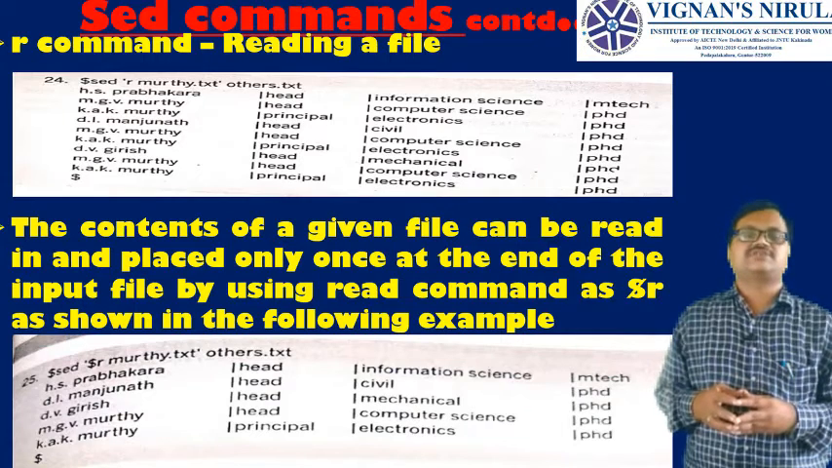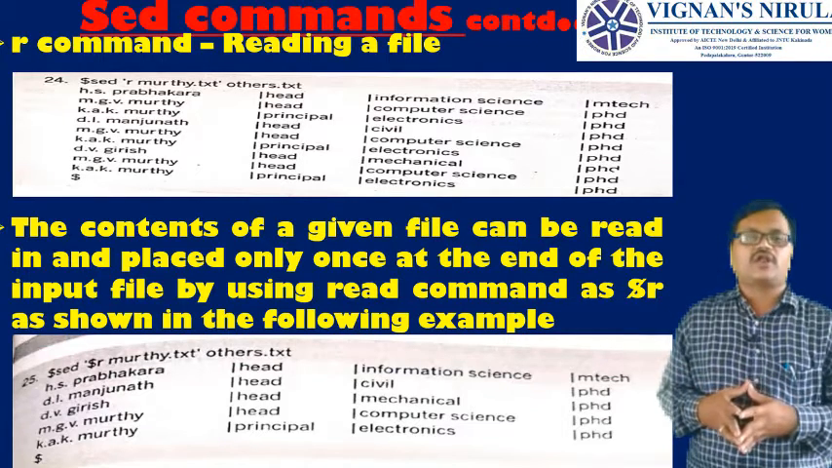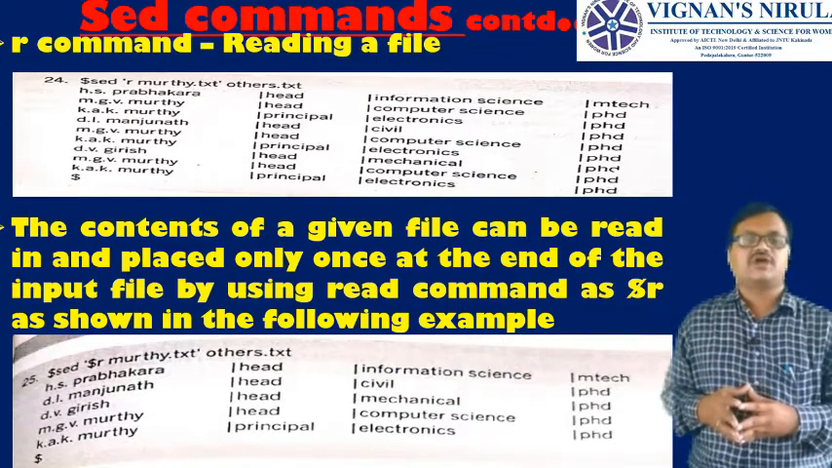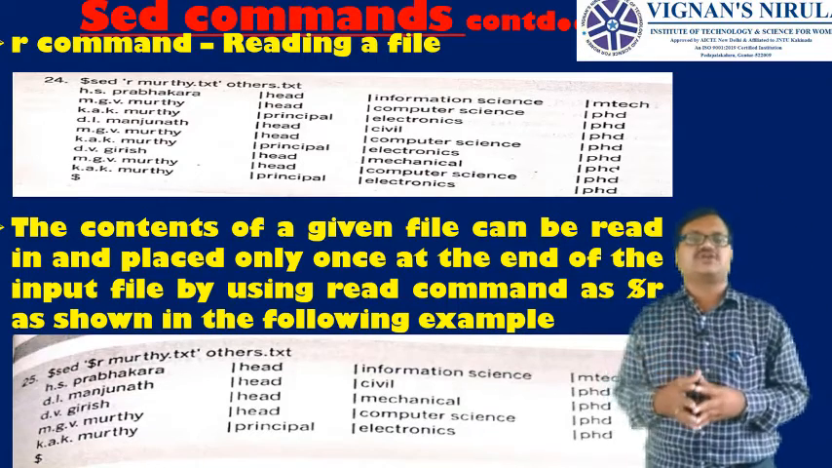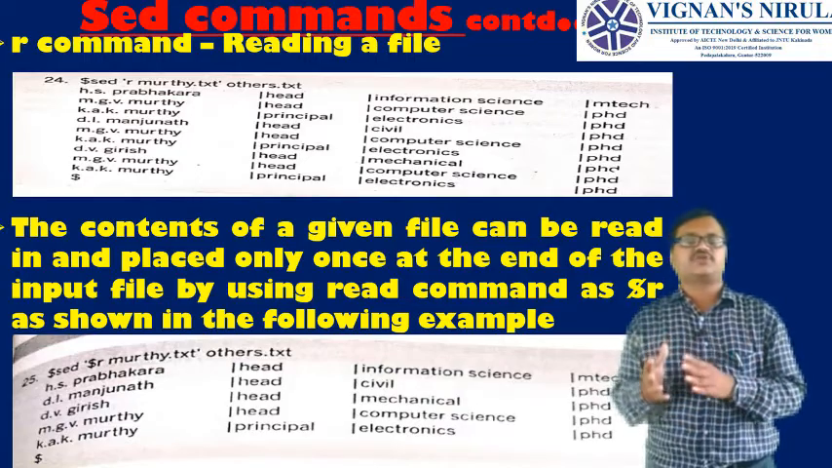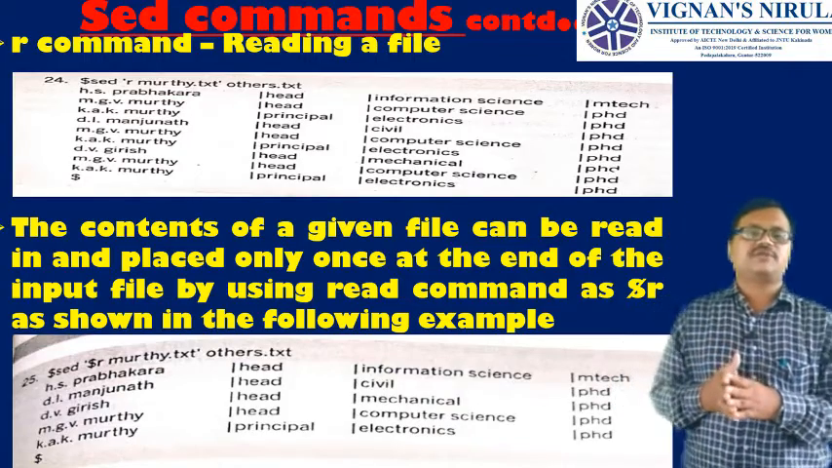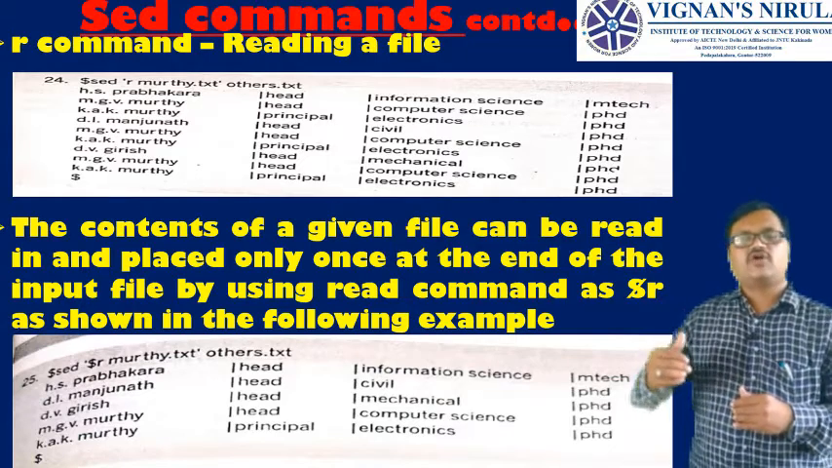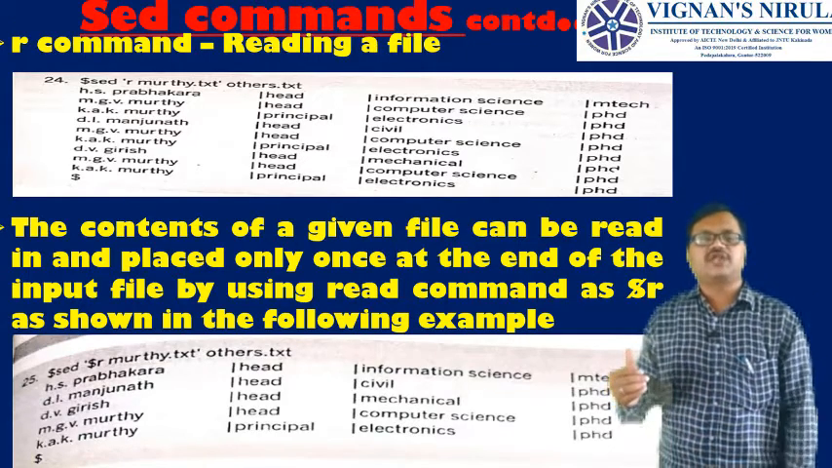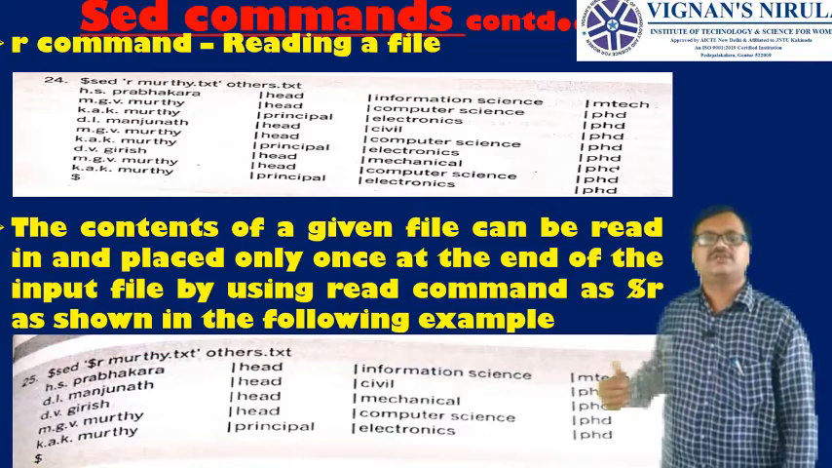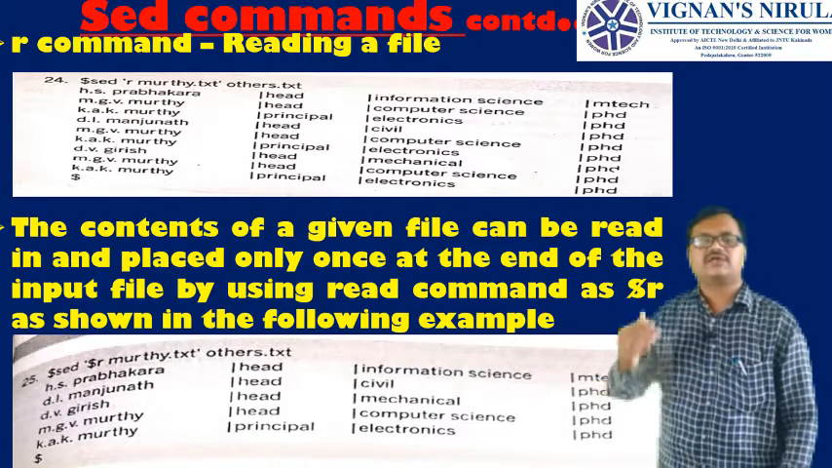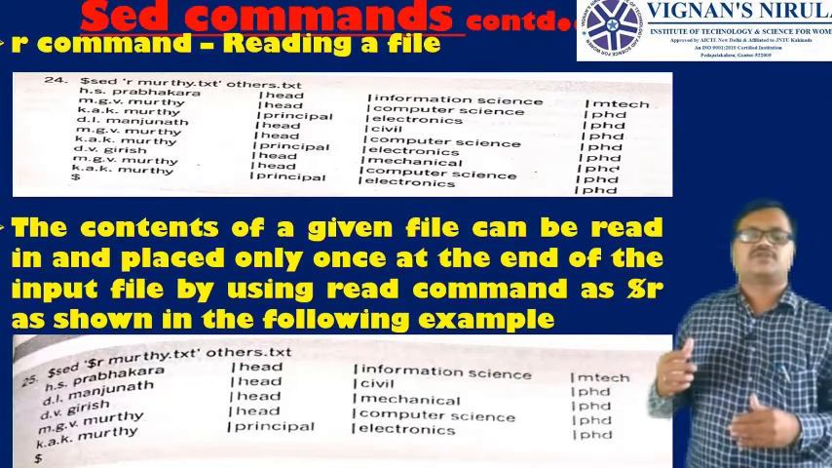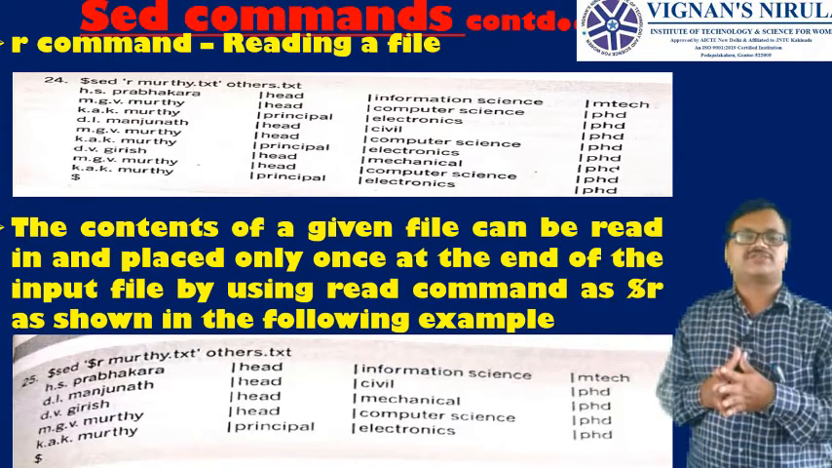But the disadvantage is, since you are not giving $R, some distortion will happen. That means after each line of others.txt, the murthy.txt content, the two lines, will be copied. That means after HS Prabhakara, MGU Murthy and KK Murthy, again after DL Manjunath, MGU Murthy and KK Murthy, again after DV Girish, MGU Murthy and KK Murthy. Like that, three times the data in murthy.txt gets copied.